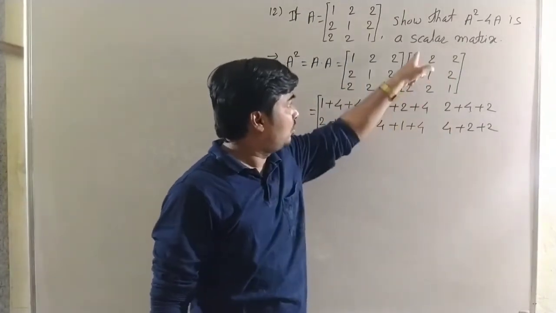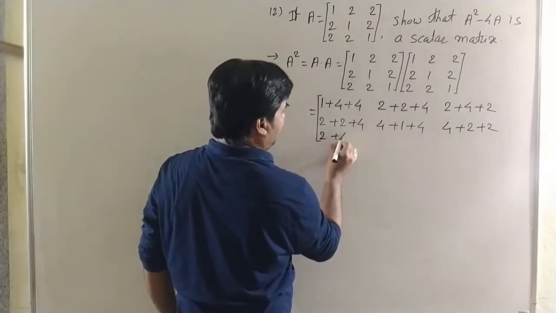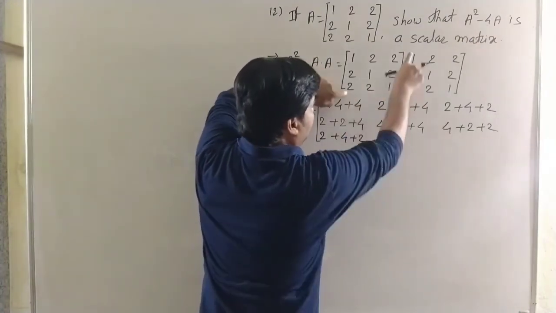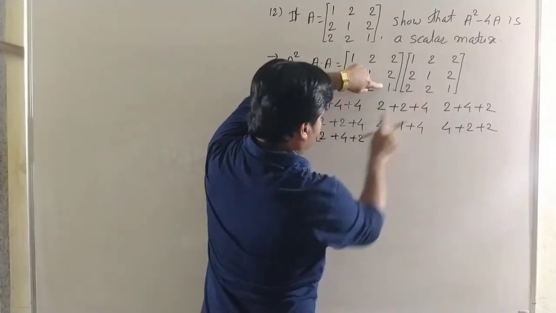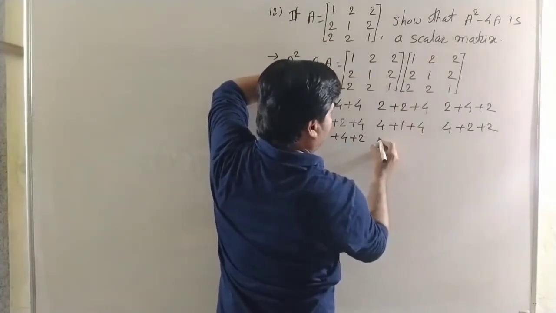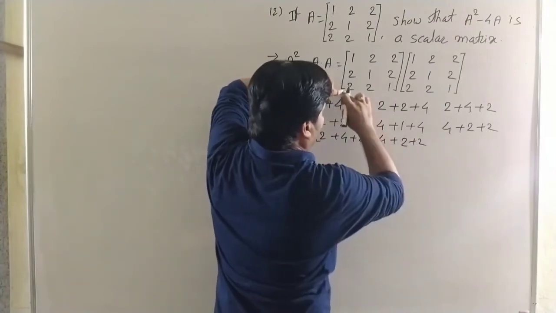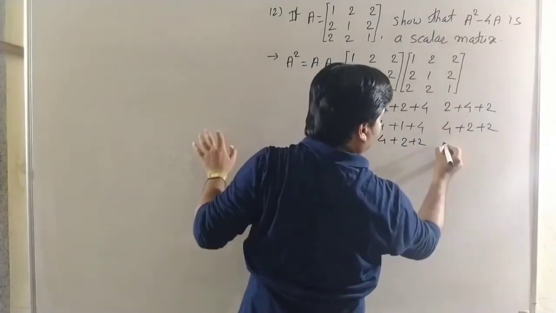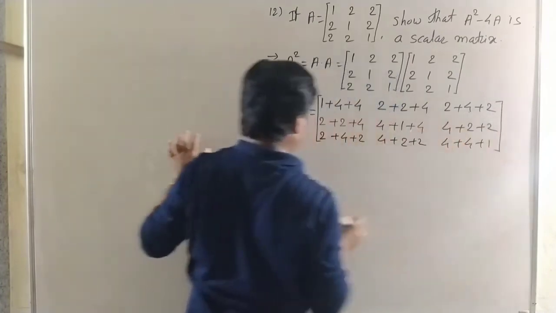Now third row first column: 2 into 1 is 2, 2 into 2 is 4, and 1 into 2 is 2, so 2 plus 4 plus 2. Now third row second column: 4 plus 2 plus 2. Now third row third column: 2 into 2 is 4, 2 into 2 is 4, and 1 into 1 is 1, that is 4 plus 4 plus 1. See carefully this.